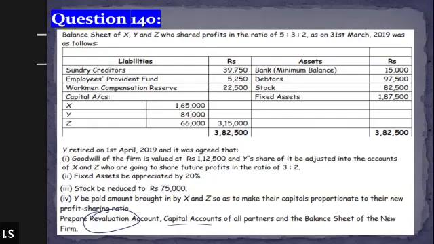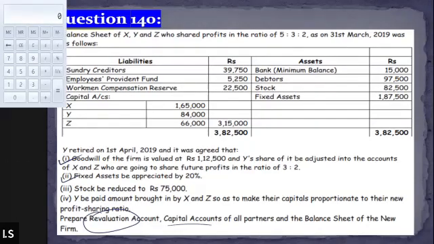Okay, so the first thing given in the question is the first adjustment, goodwill of the firm. Goodwill is not important for the preparation of the revaluation account. Then fixed asset is to be appreciated. That is what the question says, and this is relevant for the formation of the revaluation account. So if fixed asset is being appreciated by 20%, that means we will increase the value of the fixed asset by 20%.